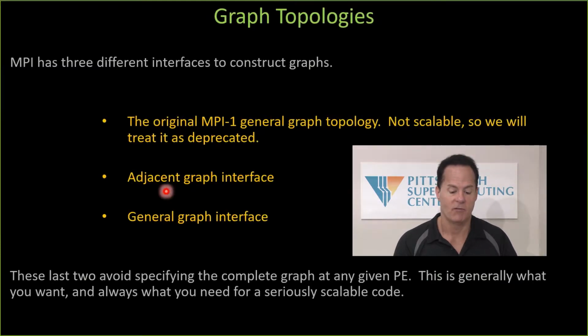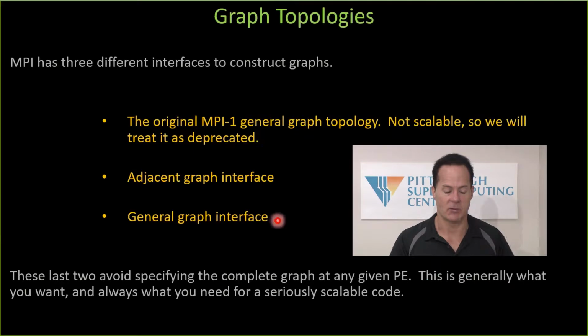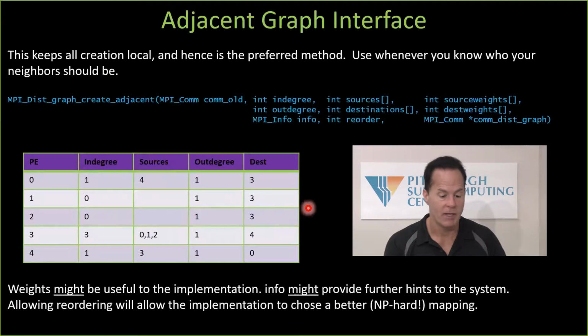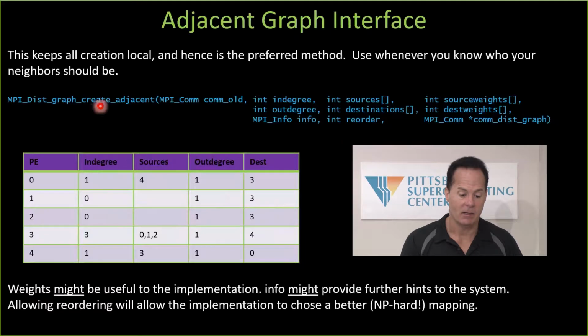One allows us, if each one of the PEs knows who its neighbors are, this is one way to define it. Sometimes you only have some special PEs that calculate the whole layout and distribution, and so they need to tell the PEs who their neighbors are, and that's the general graph interface. So let's look at the adjacent graph interface. It's very straightforward. It's just each PE that participates in creating this communicator here knows who its neighbors are.